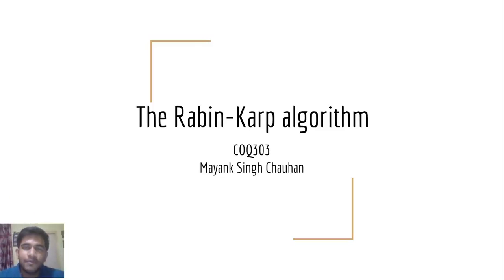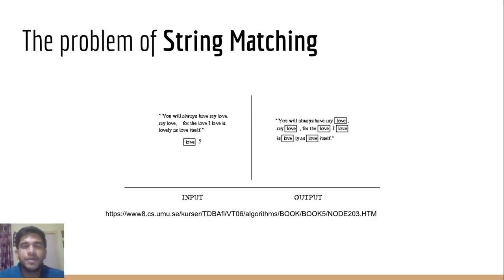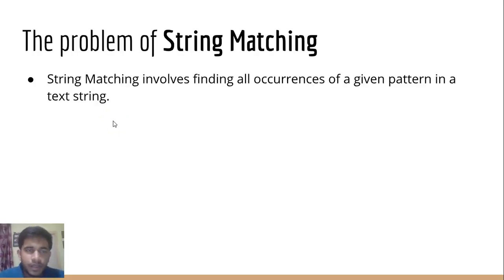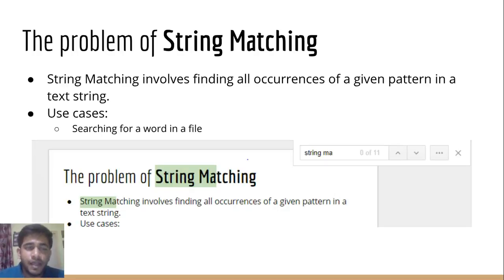Well, Rabin-Karp was developed to solve the problem of string matching. String matching is when you have a piece of text and you want to search for a particular pattern in it. Well, as I said, string matching involves finding all occurrences of a given pattern in a text string.